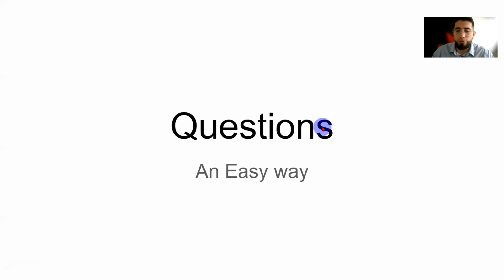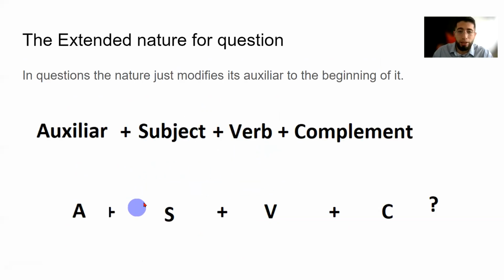Now we have the questions, las preguntas, chicos, and questions are really easy. Las preguntas son muy sencillas, right? We have a really easy way, una manera muy sencilla. Now, again, we have the extended nature, la naturaleza extendida, but we just make a change here. Les hacemos un cambio aquí, ¿vale? Ya no empezamos con el sujeto, but we start with auxiliar. Pero empezamos con el auxiliar, right? So we have auxiliar, subject, verb, and complement, right?